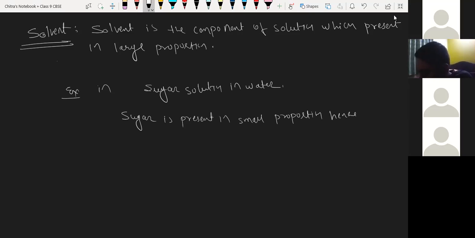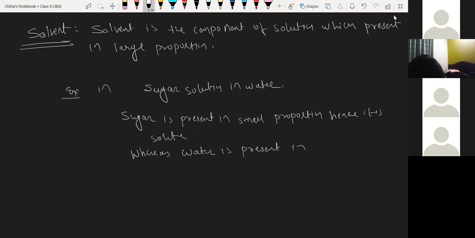Hence, it is solute. Whereas water is present in large proportion. Hence, it is solvent. Understood, everyone? Yes, sir. Okay.